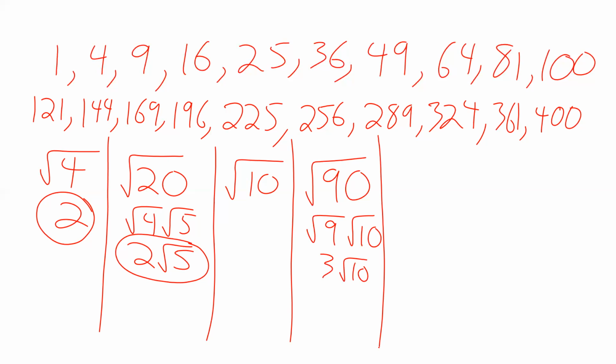All right. So again, this last one, right? We couldn't simplify the square root of 10. Here we have 3 square root of 10. That one can't be simplified at all. So that's it. That's where we stop. That's our final answer.